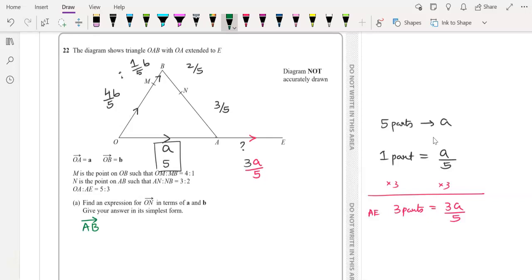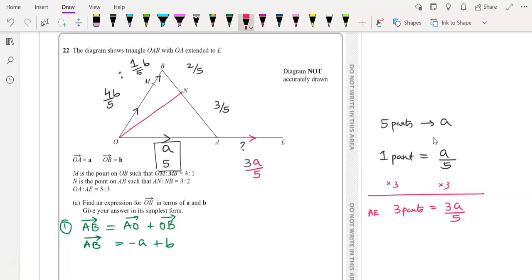You want to go from A to B, so it's the same as going from A to O and O to B. So vector AB is vector AO plus vector OB. Now vector AO, you are reversing the direction, so it will be minus A. Vector OB, same direction, it is plus B. So your first answer, vector AB, is minus A plus B. Okay, next one. I need to work out ON.